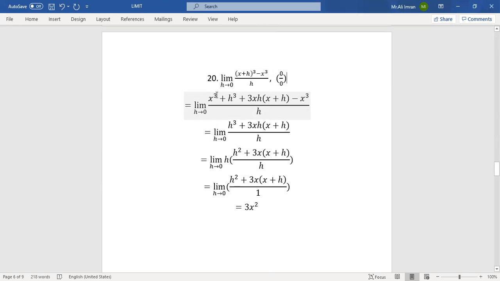If we cancel out x cube and minus x cube, we get limit h approaches 0, h cube plus 3xh into x plus h divided by h. We take h common from the numerator, and if we cancel it with the denominator, we have a simplified form of this question. Limit h approaches 0, h square plus 3x into x plus h, divided by 1. Now the limit is in the simplified form. We put the limit, and we get 3x square.